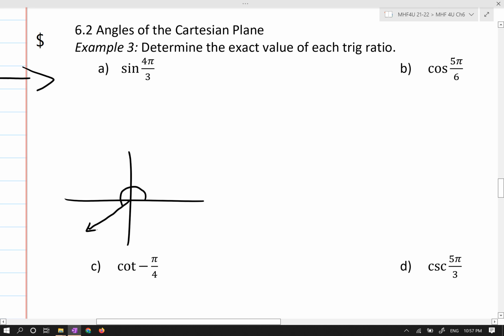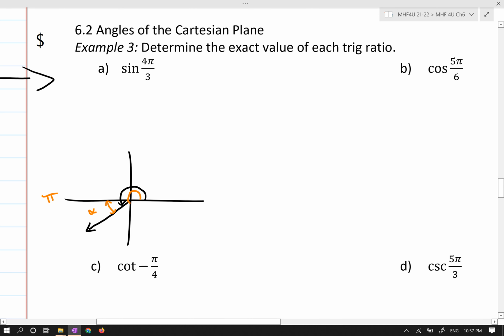I know it's more than pi, and it's less than 3 pi over 2. Good, and then I need to make sure I find my related acute angle. Now, my related acute angle should be on this side. It's to the closest x-axis. And in this case, I can see, okay, so pi is over here.